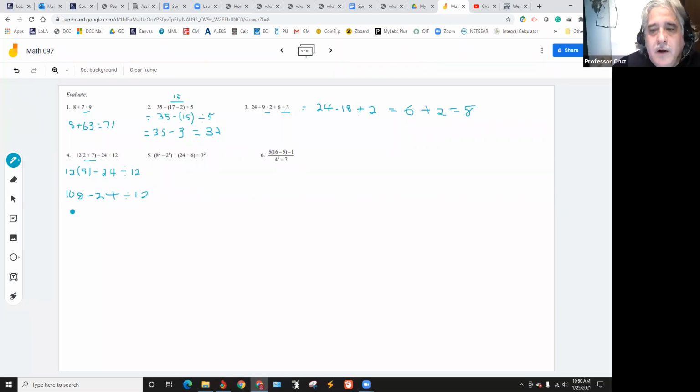All right, so now we handle the division. Multiplication and division have to be done first before we do any addition and subtraction. So this is 24 divided by 12. It goes in there twice. And what's the sign? Negative and positive means negative. It's negative. And then one subtraction, 106. Any problems with that?